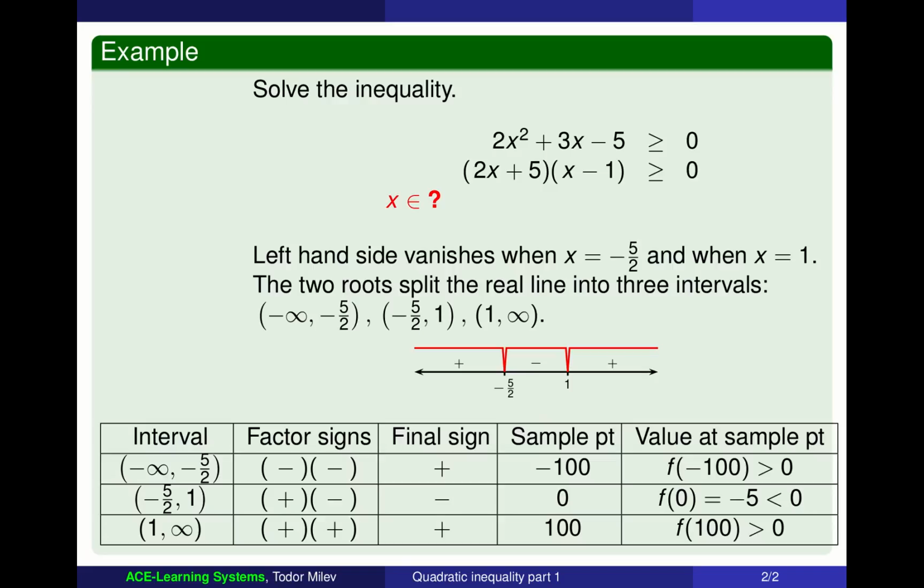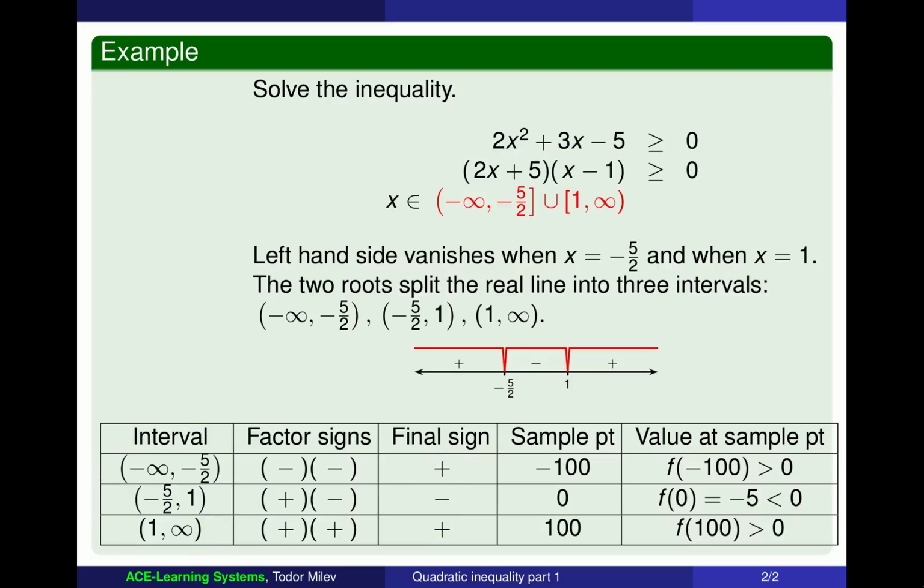Our final answer is that x must belong, so we're asked that this quadratic be positive. So that means that x must belong to either this interval or this interval. So x must belong to the interval from negative infinity to negative 5/2, union with the interval from 1 to infinity.